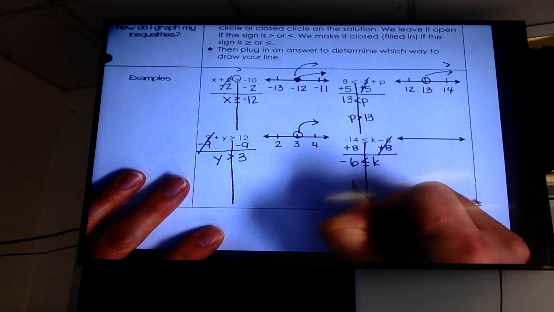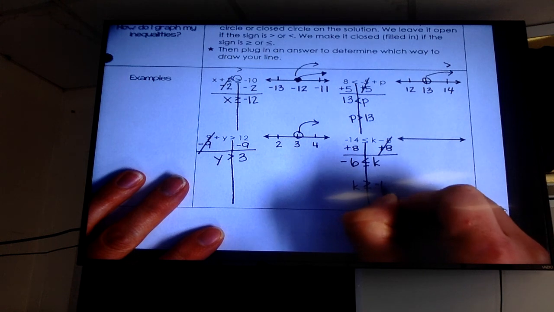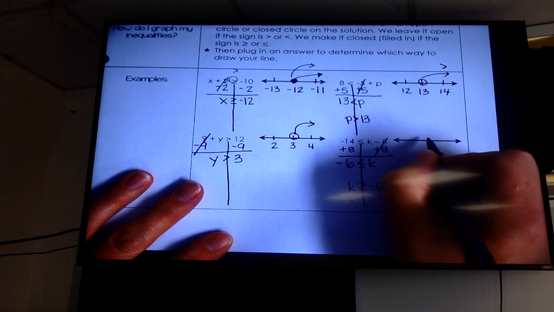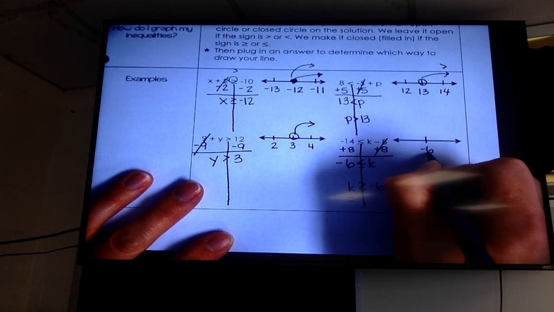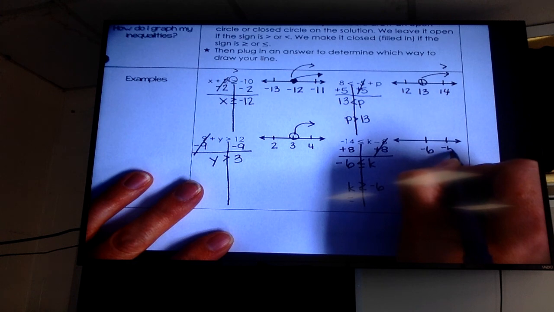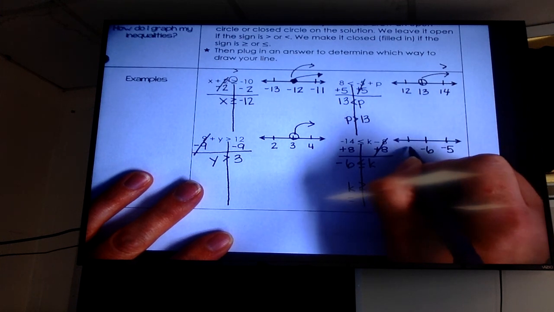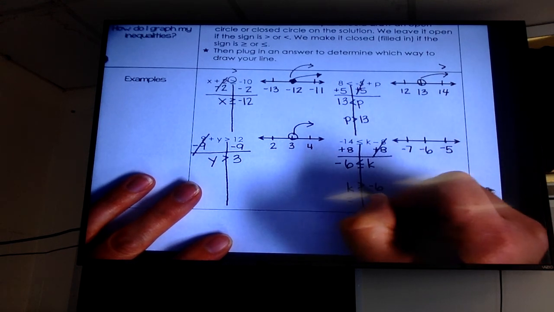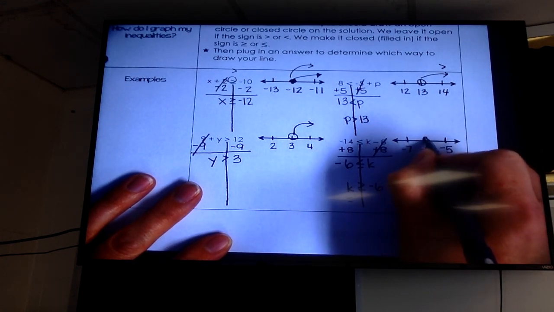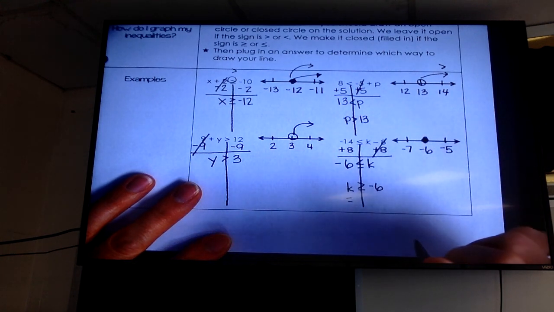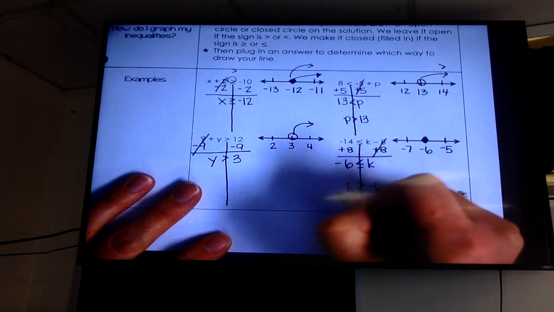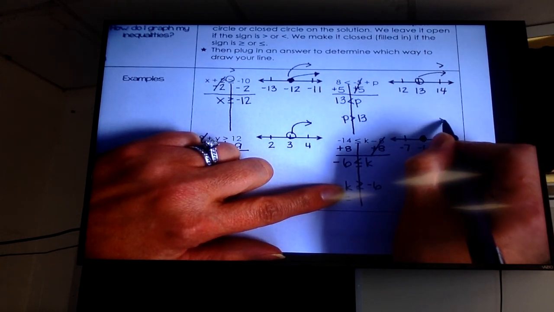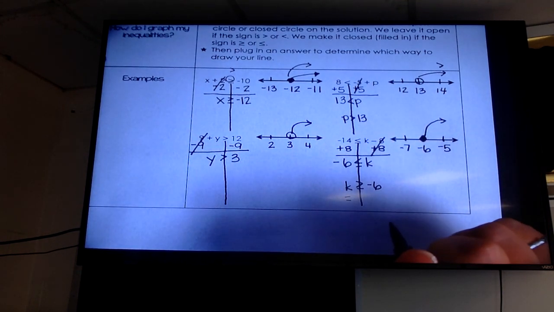If it were me, though, I would switch everything around so that my k is first, because that'll help me when I graph. Okay, so here I have negative 6. A number larger is negative 5. A number smaller is negative 7. Now, greater than or equal to. That or equal to lets me know it's a filled in dot. And now that I've switched it so that my k is first, I can use that arrow trick. My arrow is pointing in that direction, so that's the direction I want to shade.